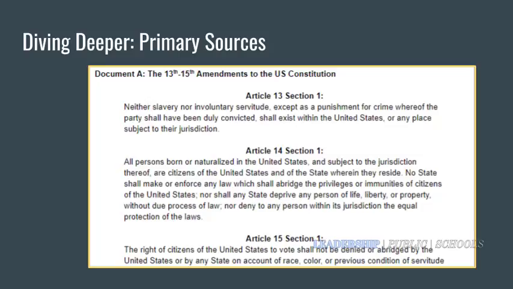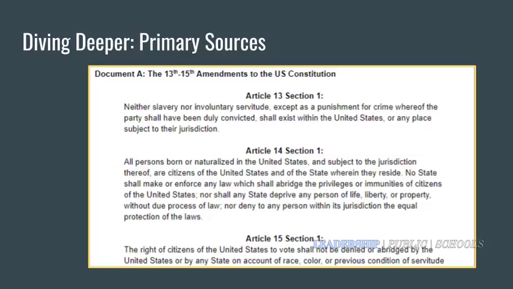No state shall make or enforce any law which shall abridge the privileges or immunities of citizens of the United States. Nor shall any state deprive any person of life, liberty, or property without due process of law, nor deny any person within its jurisdiction the equal protections of the law.